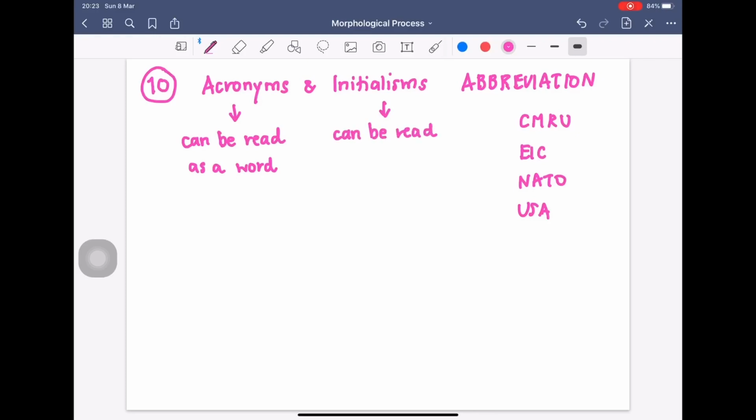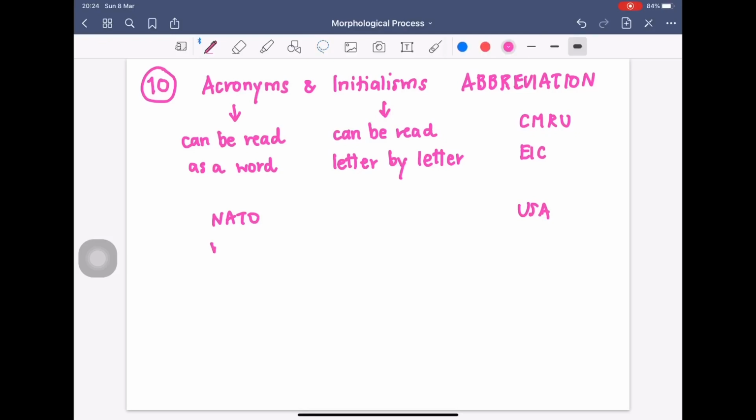Can be read letter by letter. Okay, you have to pronounce each letter by letter. So from my example on the right hand side, which can be the acronyms? I think I have only one here. That is the word NATO, right? The word NATO, because you don't have to say N-A-T-O like that.